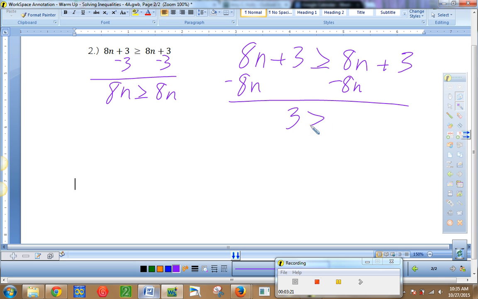Because then at least the variable is on one side, or in this case, it's gone. So we'll put that back through. Is 3 greater than or equal to 3? It can be equal. Is that true? Yeah. So what are my possible solutions then? What values can I put into n to end up with a true solution? Anything I want. Oh, infinite solutions.